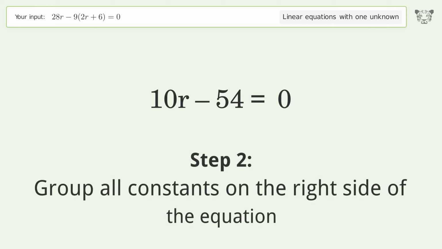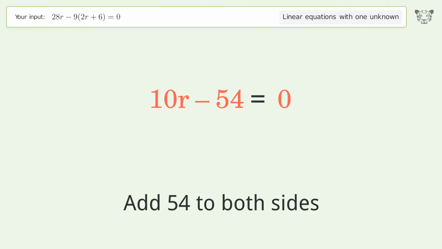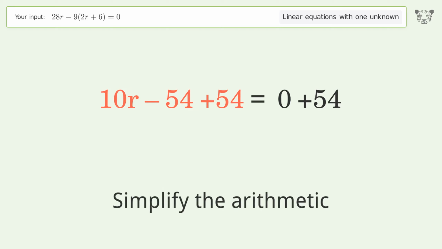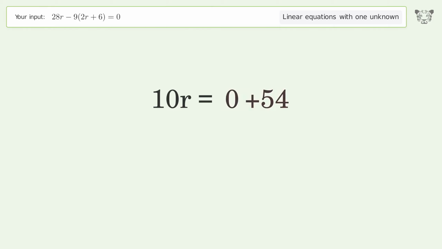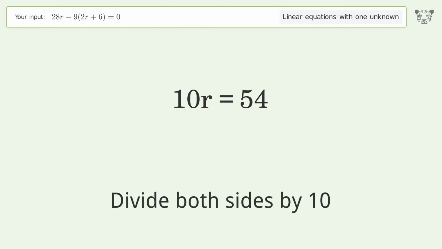Group all constants on the right side of the equation. Add 54 to both sides. Simplify the arithmetic. Isolate the r. Divide both sides by 10.